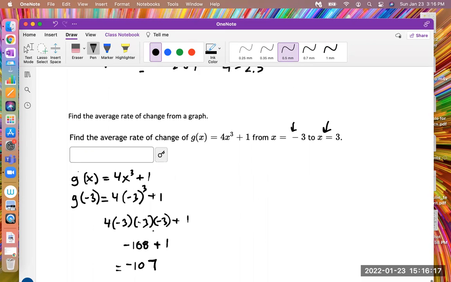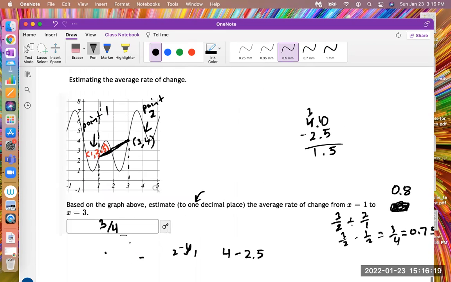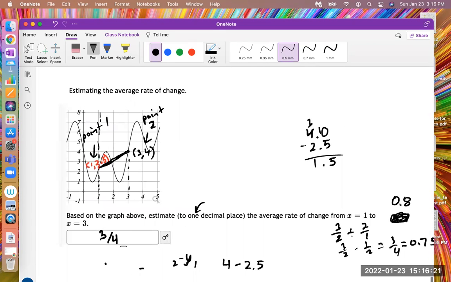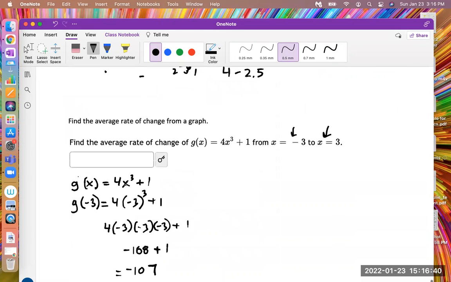Okay, now I found one point. Let's look at the graph. Remember the problem where I was given the graph and asked to find the average rate of change. Well, now I have found my first point. Now I need to find my second point. Just like I needed to trace that second x value up, now I'm going to take that second x value and plug it in to find that second point.